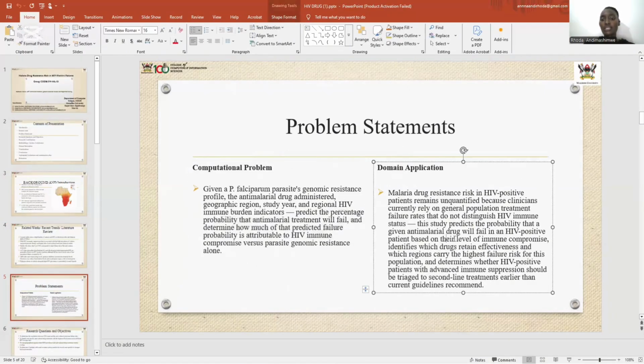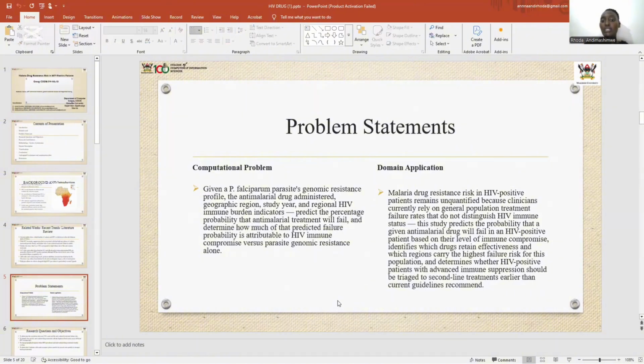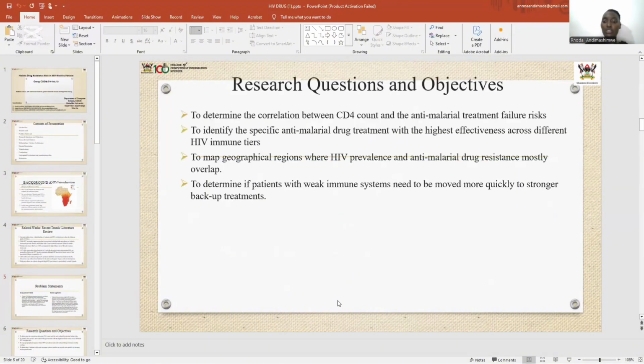The domain application says that clinicians, or should we say doctors and nurses, currently rely on general population treatment failure rates, but they don't distinguish the HIV immunity status and they don't take into account the genomics or the genes of the malaria parasite that tries to become resistant to the anti-malaria drugs. So what we're trying to do is to look at how these parasites mutate, how their genes change, and then predict if the anti-malaria treatment will work on this HIV patient who has a compromised immunity or it won't.